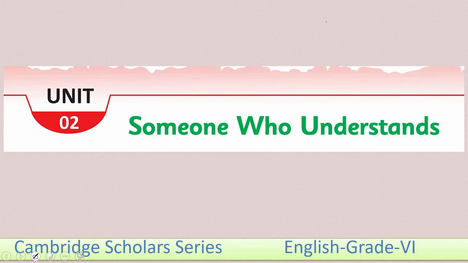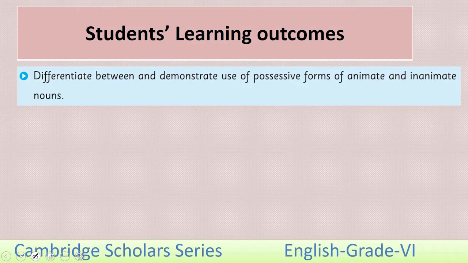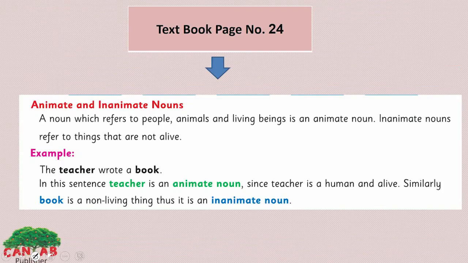We will start our lesson from unit number 2, Someone Who Understands. SLOs of this lesson are differentiate between and demonstrate possessive forms of animate and inanimate nouns. Now look at page number 24 of your textbook.